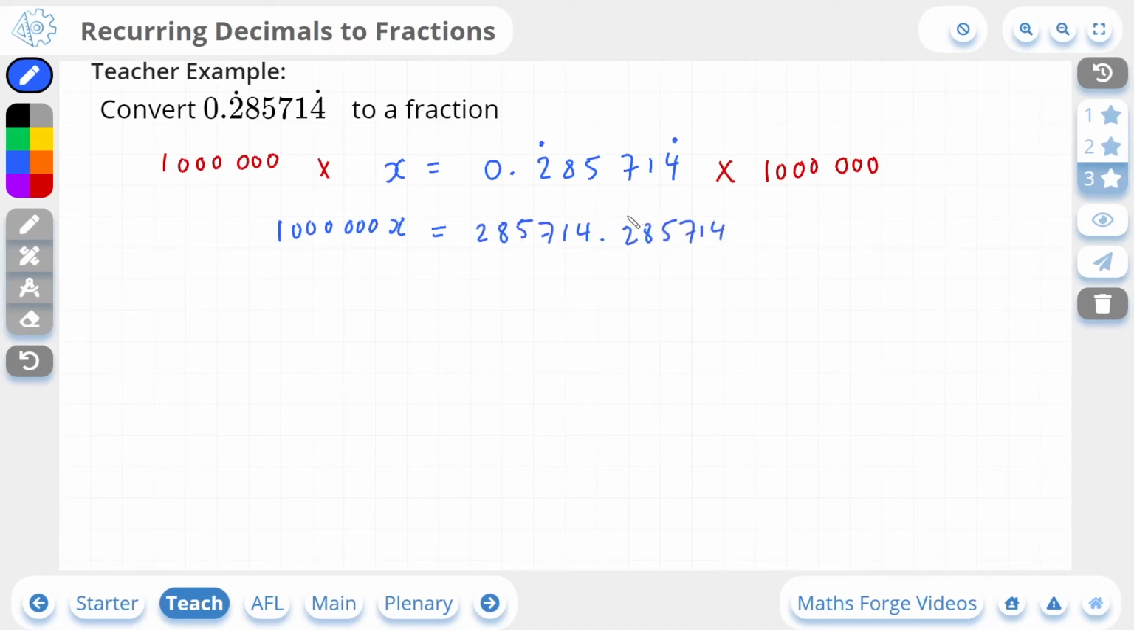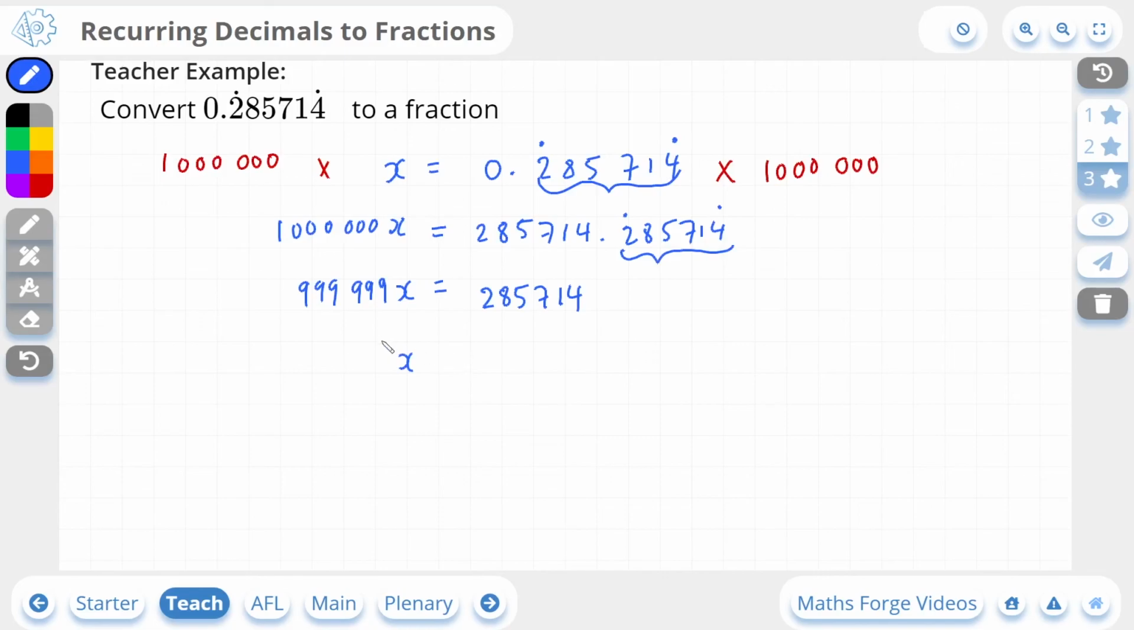285,714.285714 recurring. And now let's just think if this is going to be compatible. If we subtract the x from the million x, what will we get? We'll get 999,999x on the left. And on the right, we're going to have 285,714 minus 0, which is going to give us 285,714. And of course, this decimal value here will cancel out with this decimal value here, leaving us with zeros. So the two equations are compatible.